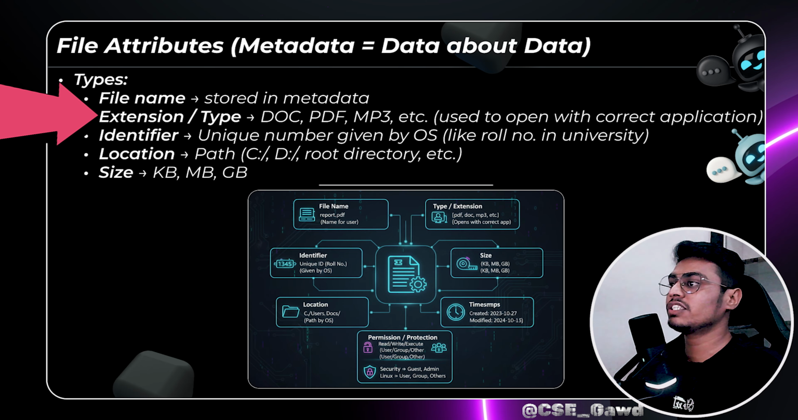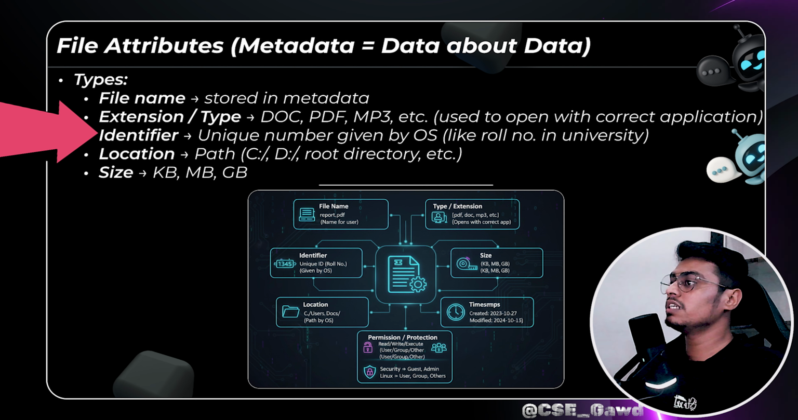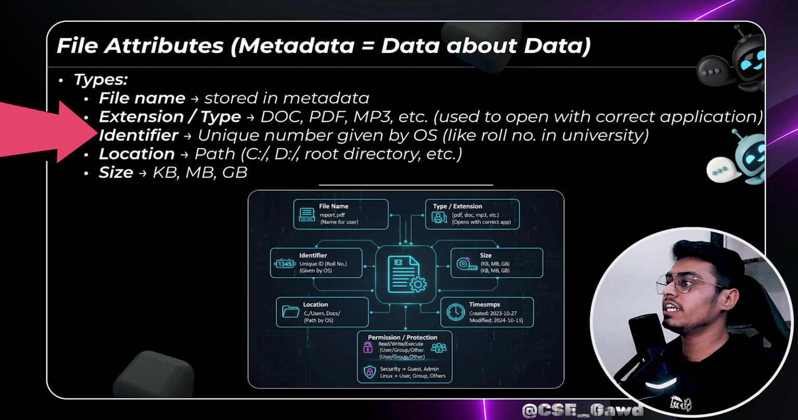And the second one is extension, or we can say file type. It may be a PPT, doc, Excel file, or MP3, MP4, JPG file, any file. Third is identifier. Identifier is not from the point of view of the user, it is from the point of view of the operating system. The name you give to any file, the identifier corresponds to that name.